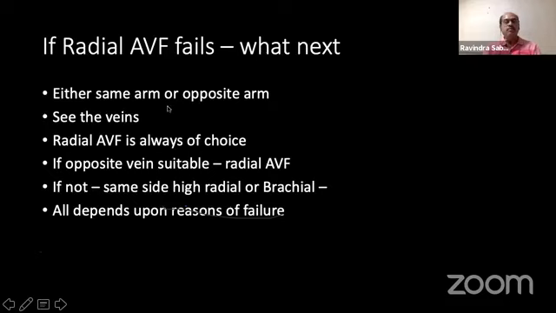Either the same arm can be utilized or the opposite arm can be utilized. So radial fistula is the most ideal fistula. See the vein, radial artery, radial fistula is always the choice. If the opposite vein is suitable, the opposite artery is suitable, that fistula can be done. If that is not proper, then same side high radial or the brachial can be done, and all depends on the reasons for the failure.